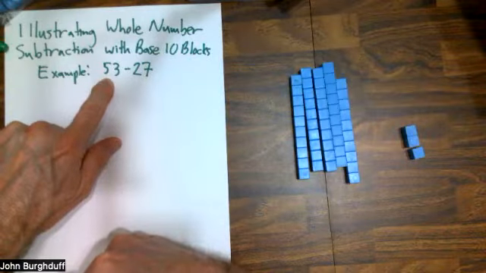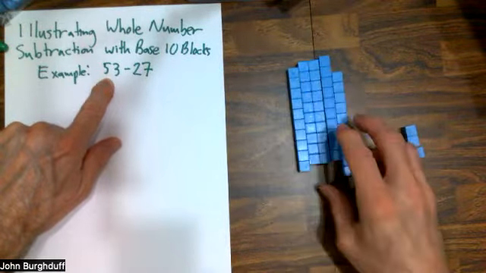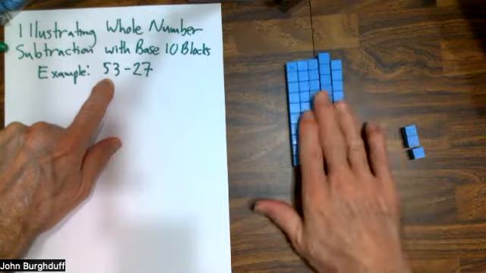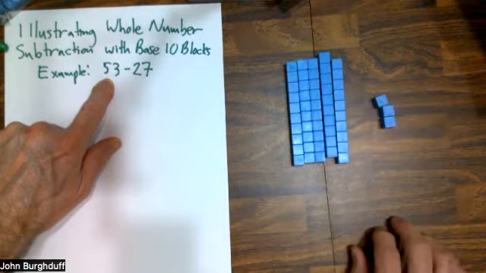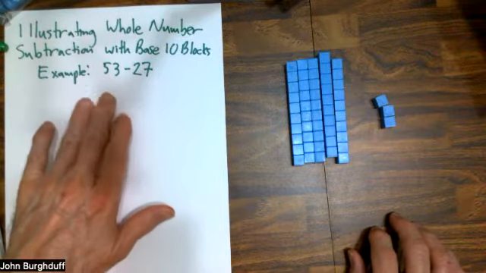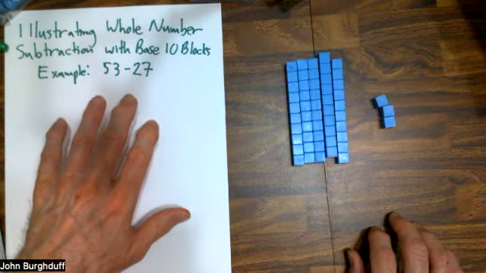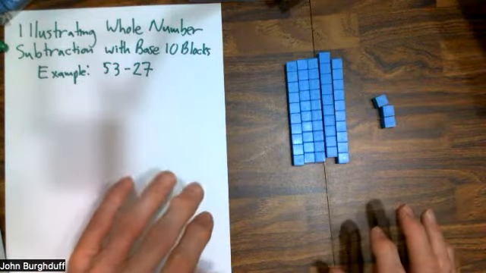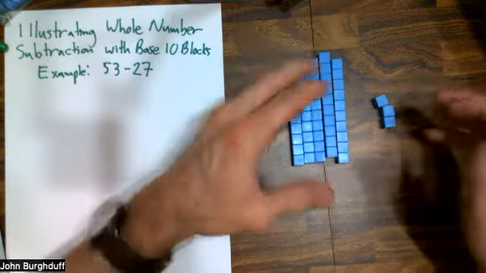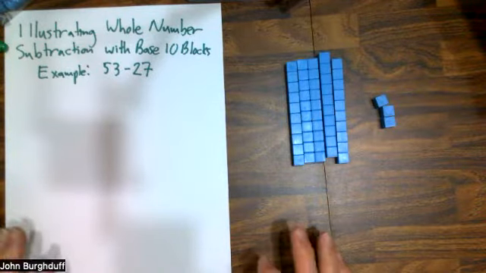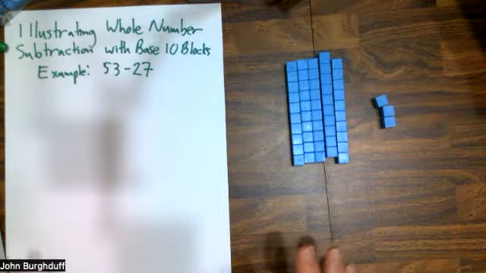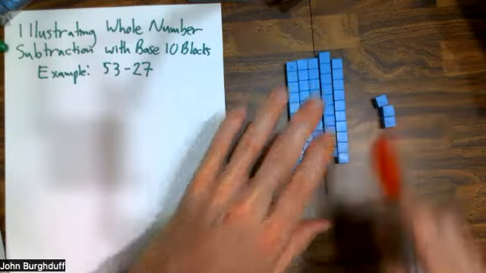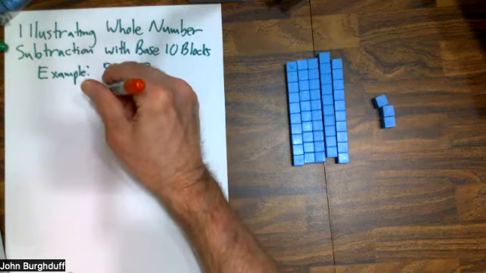it 27. Over here on the right, I have illustrated the number 53, 5 longs and 3 units. I'm not going to need to illustrate the number 27 like I did with addition, because in subtraction, I'm taking the one single number and taking away from it. But this will illustrate the standard algorithm for subtraction incredibly well, as long as we think in terms of taking away.